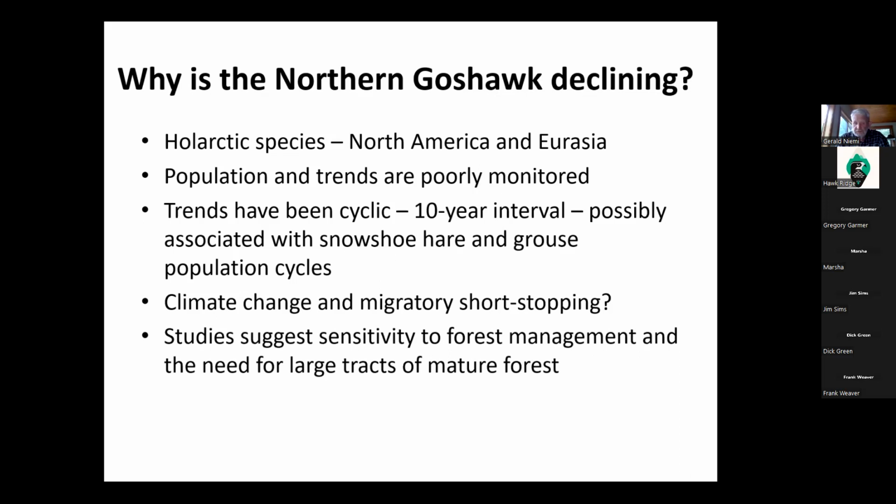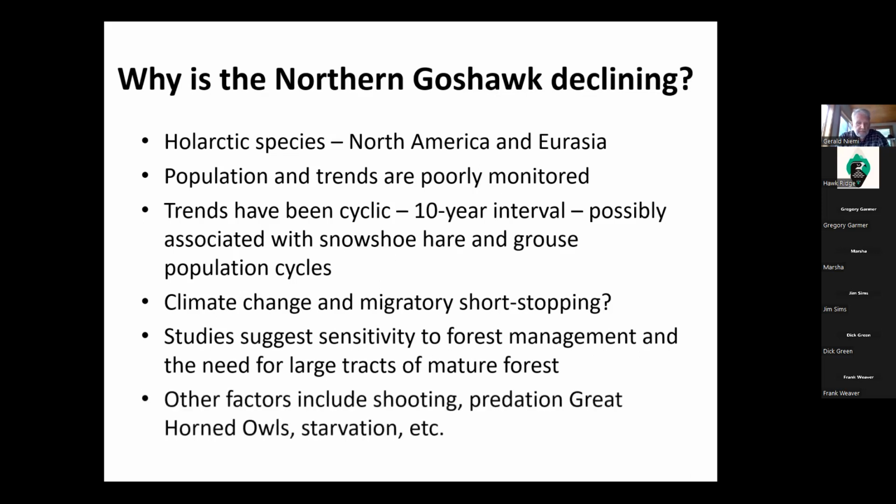There have been a variety of studies in the United States looking at forest management related issues, and they do suggest that the species is sensitive to forest management, clear cutting especially, because of the species' need for large tracts of mature forest for its nesting areas. Other factors include shooting, predation by great horned owls, starvation, etc., that also affect the population. Shooting seems to have declined, but it's still unclear, especially in some of the remote areas, how frequent that might still be.